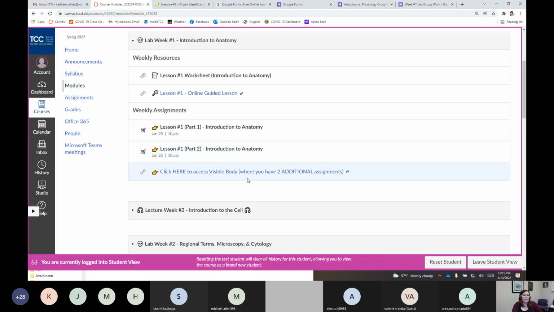The same goes for Visible Body as well. Remember that we sign up at the top, but then each week you'll see a link after that that tells you how many assignments to expect that week in Visible Body. So your grade in the course is going to come from these assignments, as well as the Visible Body assignments, the quizzes that we take, as well as those exams that we're completing.